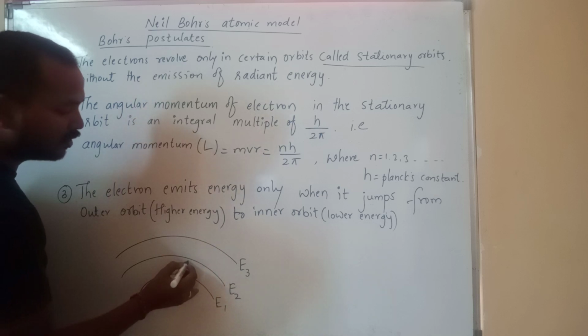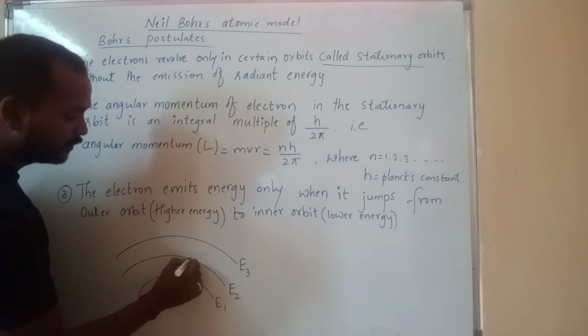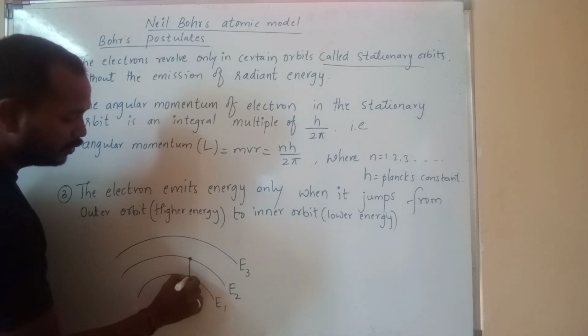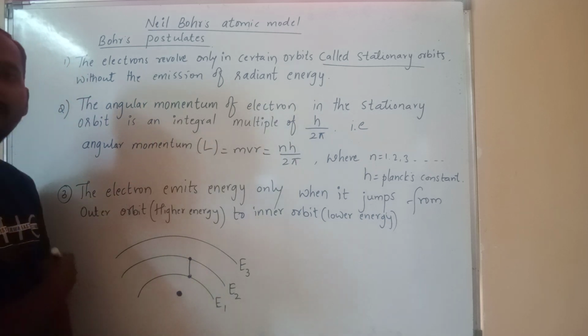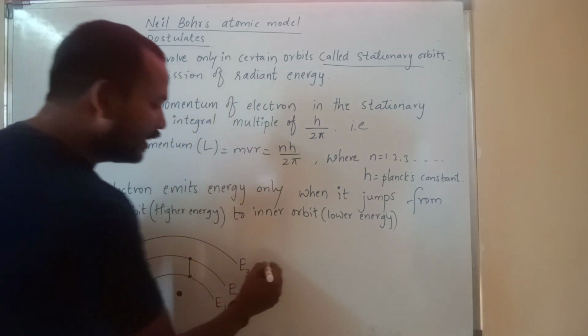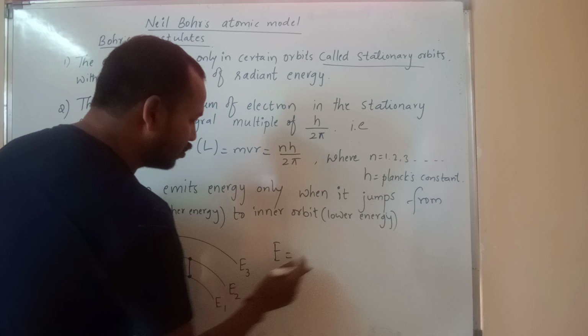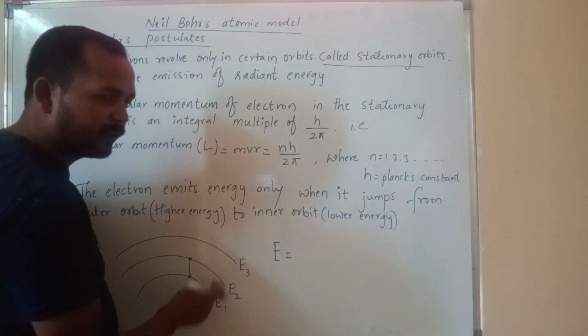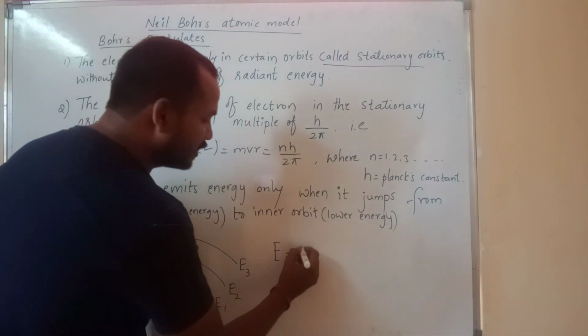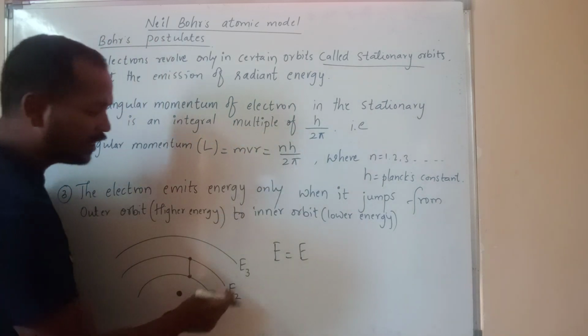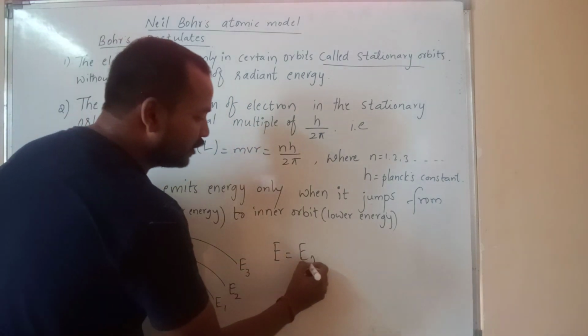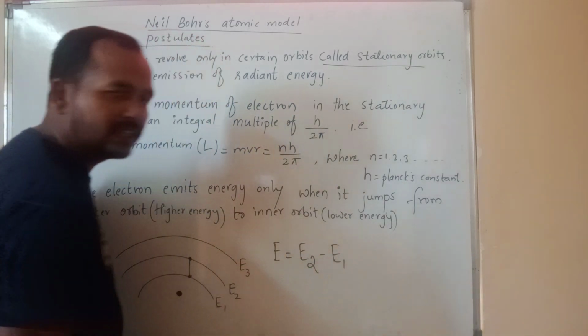Now assume that the electron jumps from E2 to E1. At that time it emits energy. That energy is given by E, which is equal to the difference in energy of these two orbits, that is, the higher energy orbit E2 minus E1.